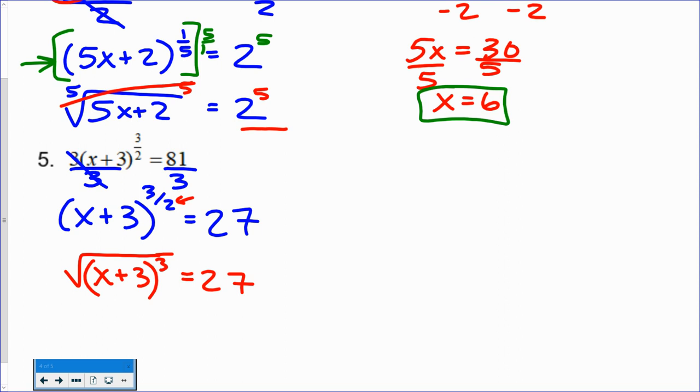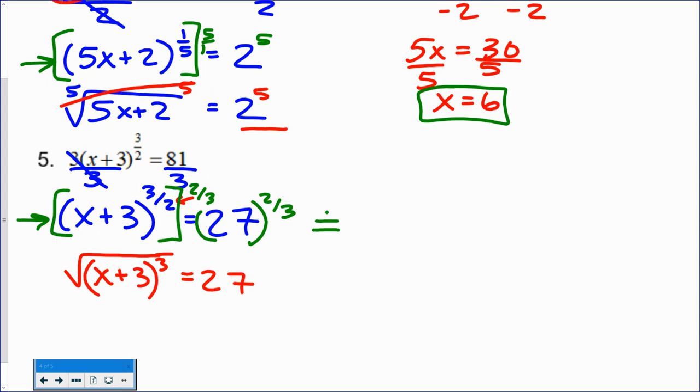You're also welcome to leave it in this form and do what I was talking about, where you raise it to that reciprocal power. So if I have 3 over 2, I can raise it to the 2/3 power on both sides, because when I raise a power to a power, I'm multiplying those exponents. So when I'm taking 3/2 times 2/3, I will get 1. So it is undoing the square root and raising it to the third power at the same time. So it's more efficient, I guess.